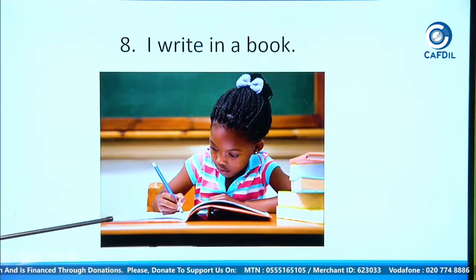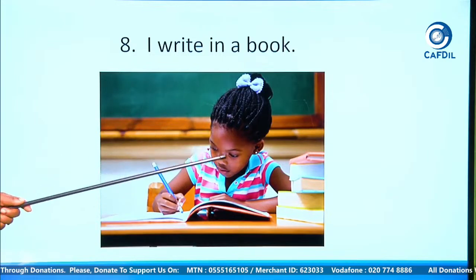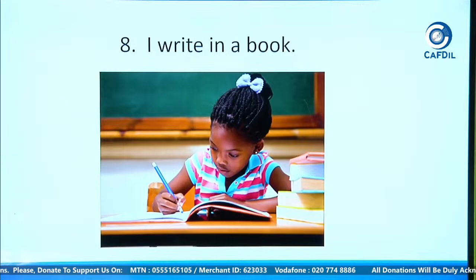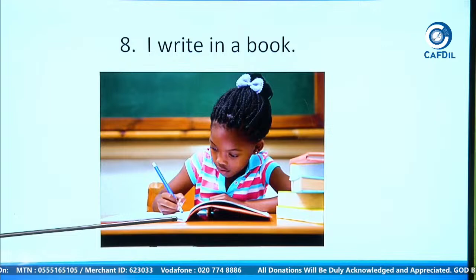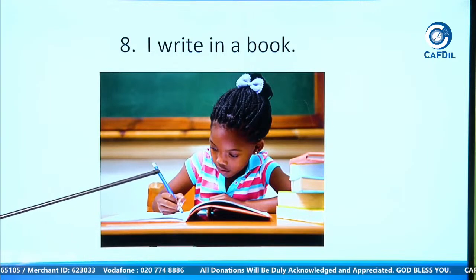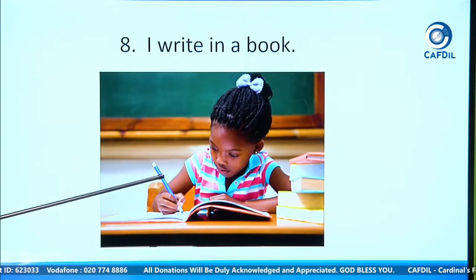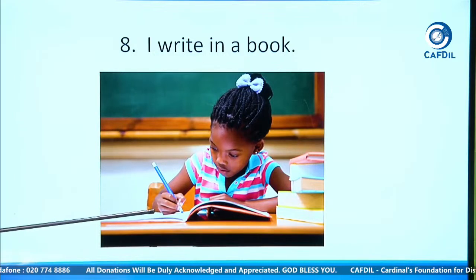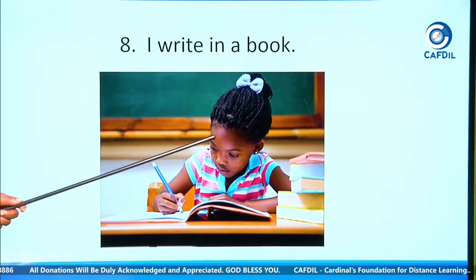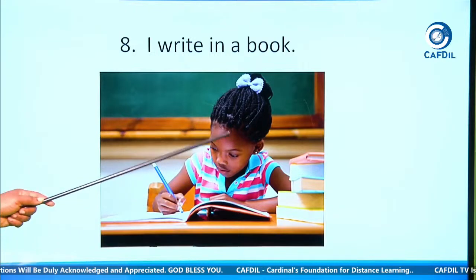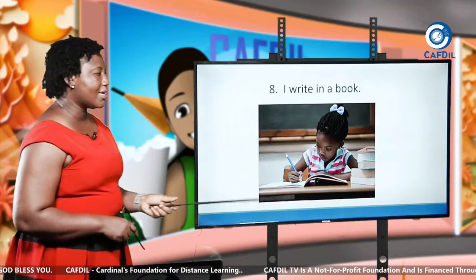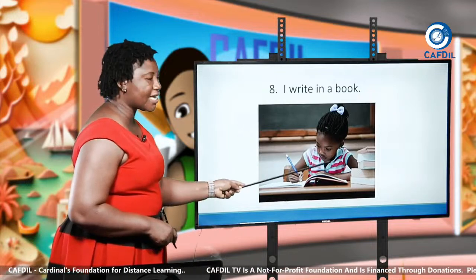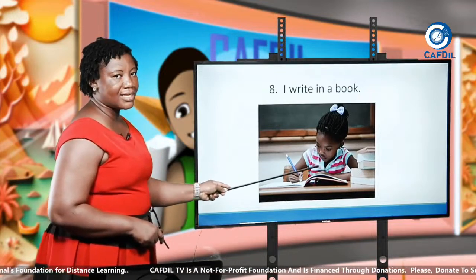Our next picture, we have someone sitting here. The person has something in front of her. What is that? Yes, book. And there is something in her hand. What do you think she's doing? We are going to describe what we see in this picture. However, we are going to use I in describing what is being done in this picture.